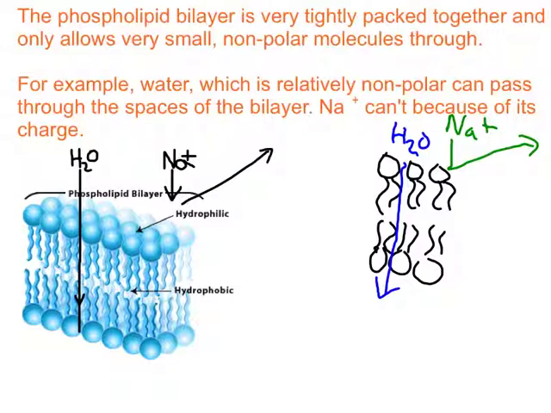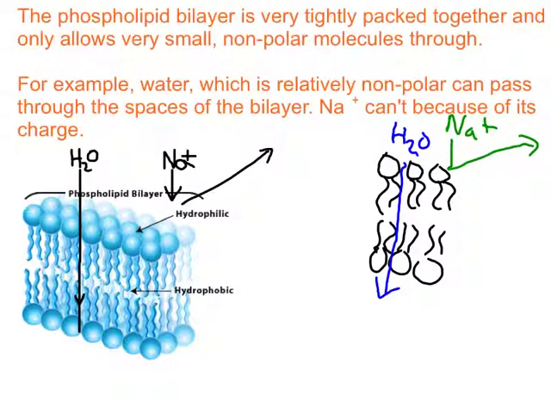What does this structure then have to do with anything that we're trying to talk about? Why is the structure important? Why is it important that it has a bilayer? Or why is it important that there's a hydrophilic and a hydrophobic end? Well, let's talk about that. The phospholipid bilayer is very tightly packed together and only allows very small, non-polar molecules through. They can't have a charge. For example, water, which is relatively nonpolar, can pass through the spaces of the bilayer. Na plus, or sodium ion, which has a charge, can't because of its charge.